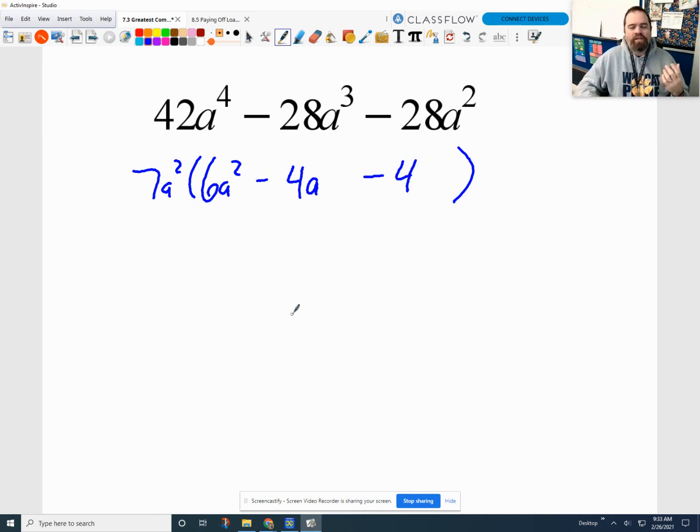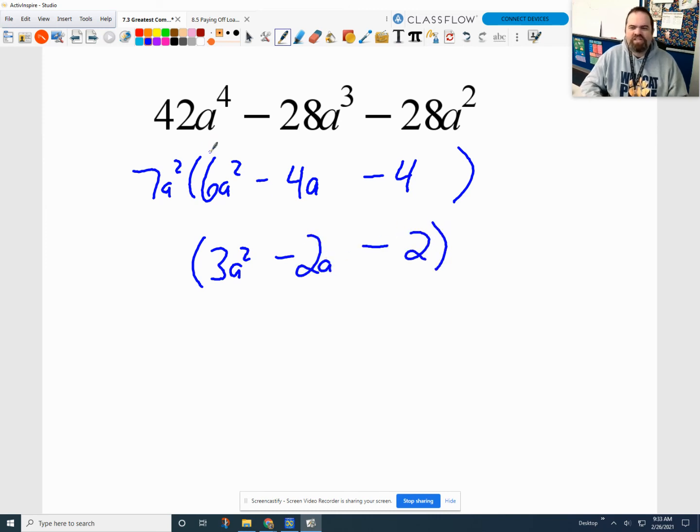Well, I know going into this that I kind of screwed it up. I didn't take out the greatest common factor. If you notice, 6, 4, and 4 are all divisible by 2. So if you're doing one of these and you look over your polynomial and you're like, oh, I didn't take out the biggest thing, you can still divide that 2 out. So I'm going to divide all these guys by 2, which is going to leave me 3a squared, minus 2a, and minus 2.